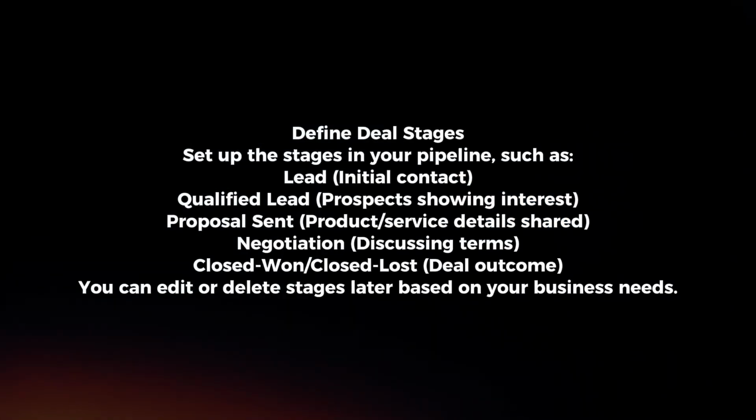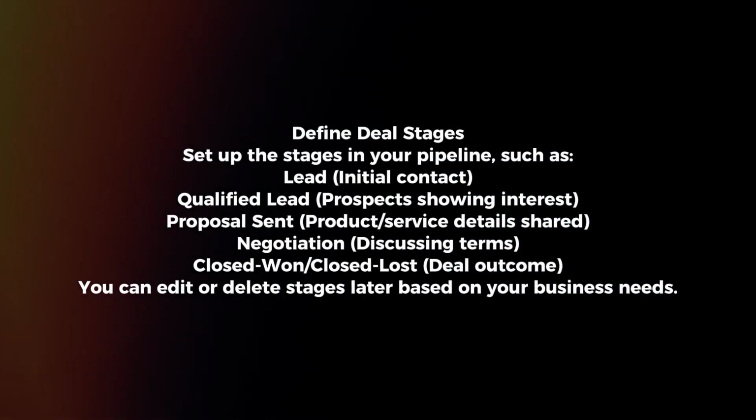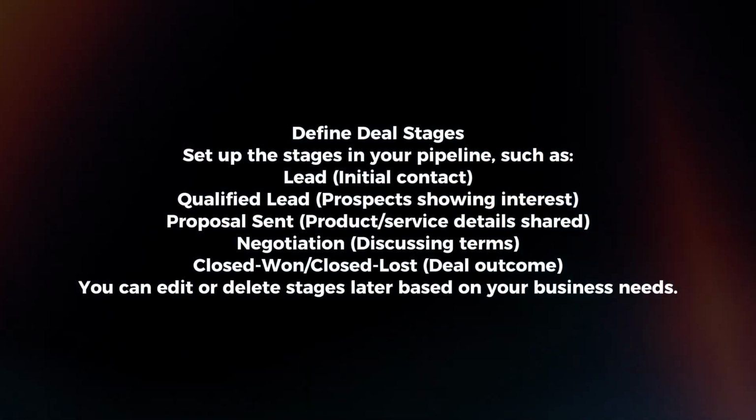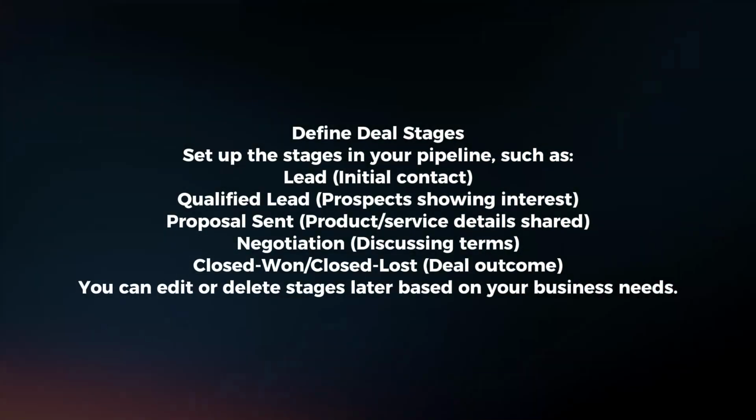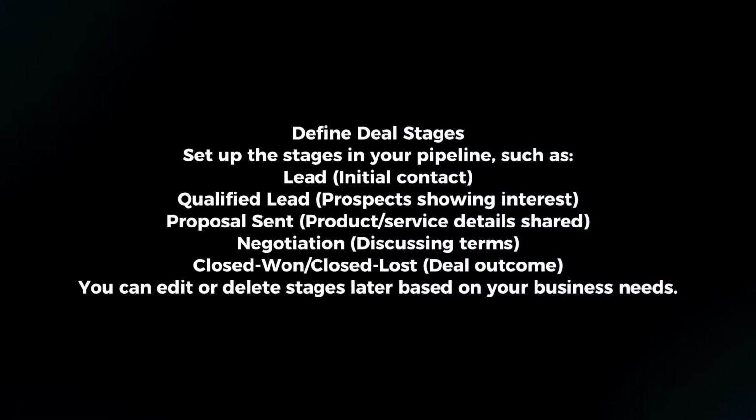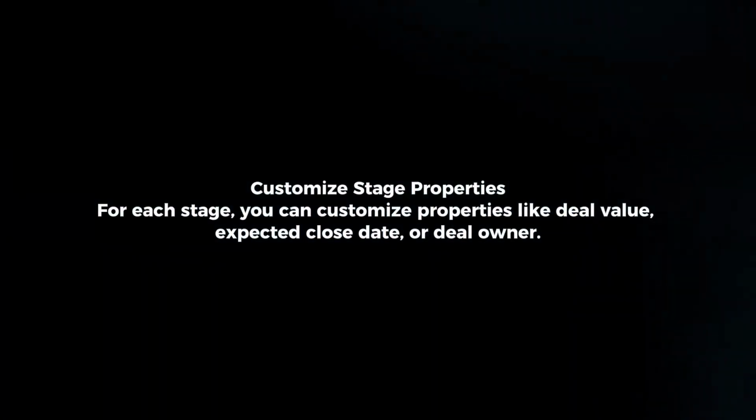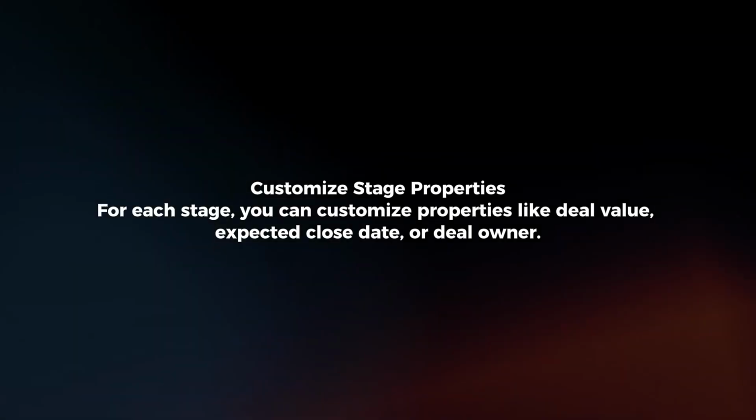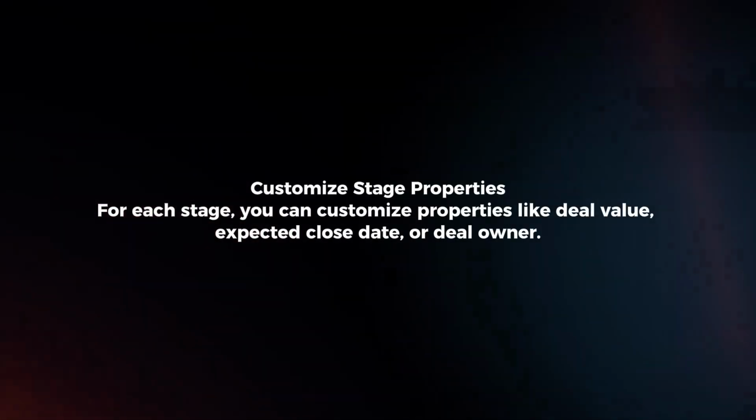Define deal stages. Set up the stages in your pipeline, such as lead, qualified lead, proposal sent, negotiation, closed won or closed lost. You can edit or delete stages later based on your business needs. Customize stage properties. For each stage, you can customize properties like deal value, expected close date, or deal owner.